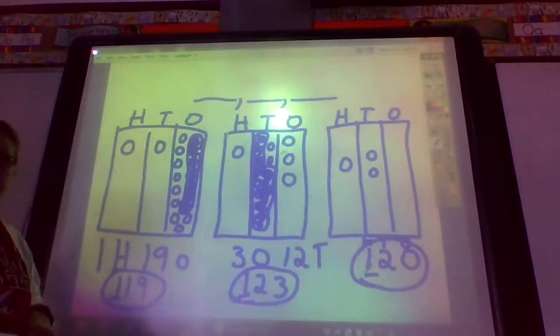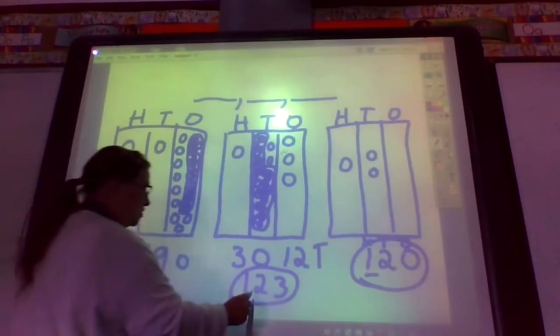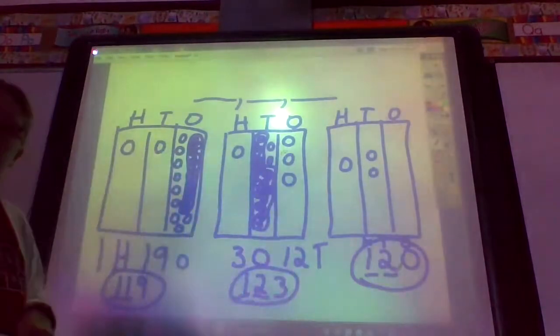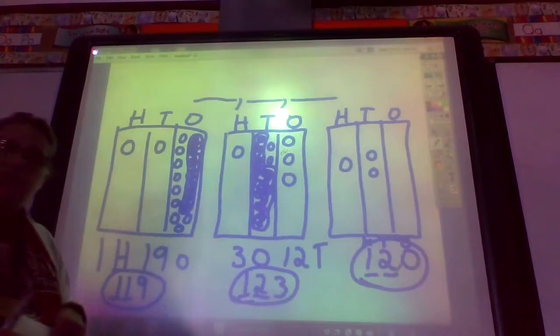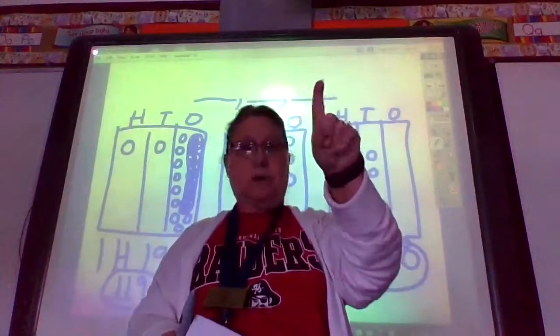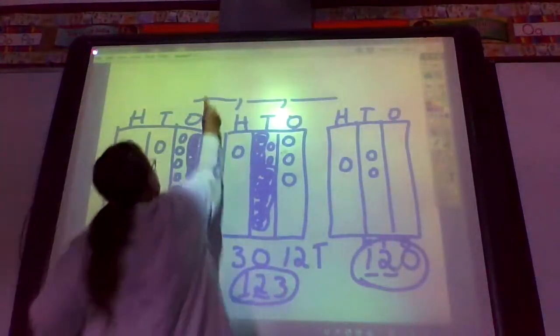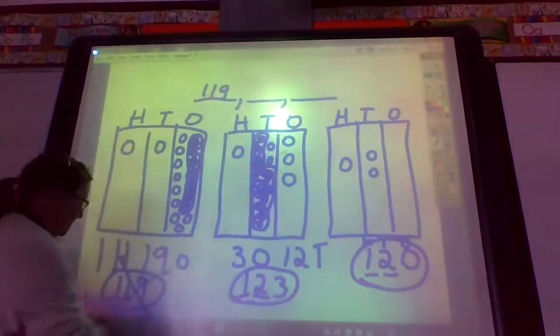They're all the same. Now I have to look at the second letter. Here's a 1. Here's a 2. And here's a 2. Well, which is smaller, a 2 or a 1? A 1 is. So this number here is my smallest. 119. I've used it.